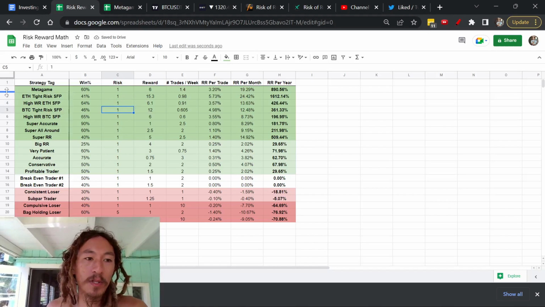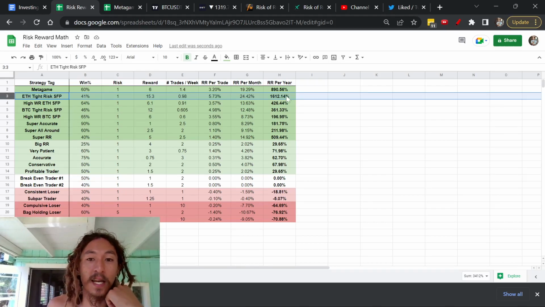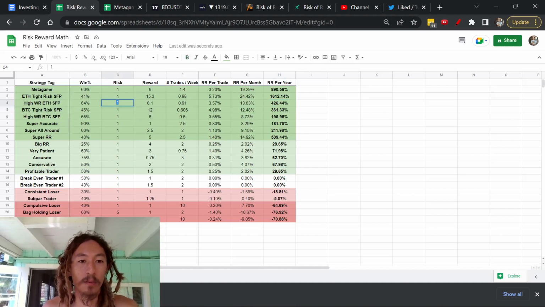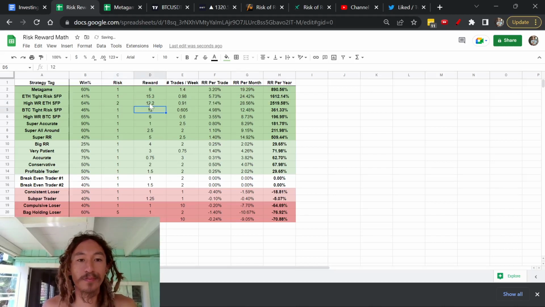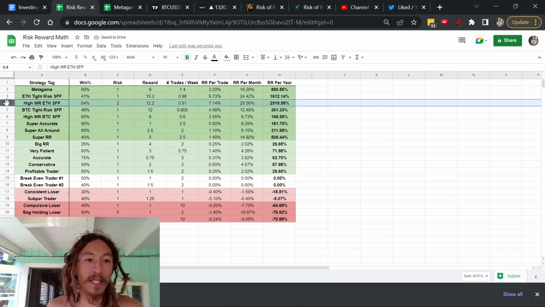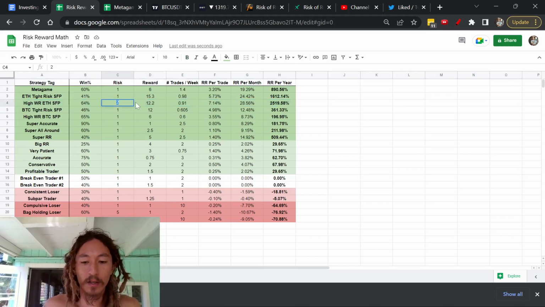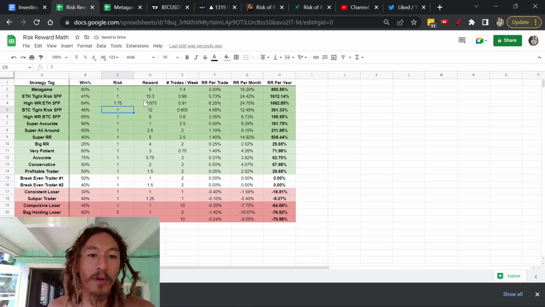So as it is, we should go with ETH tight risk SFP because it returns a 16x, 17x versus a 5x of the high win rate ETH SFP. Well, what if we double the risk? We risk 2% to get 12.2% now. Okay, now the high win rate ETH is actually greater average return, 26x in a year, which is crazy to think about. That's insane, right? Well, I'm interested in 1.75. Okay, so they're approximately the same if I do the high win rate ETH with 1.75 risk.